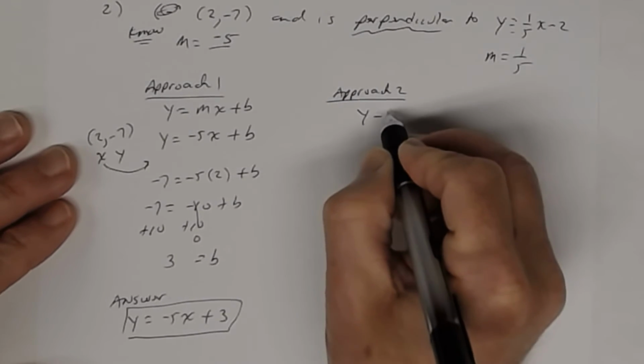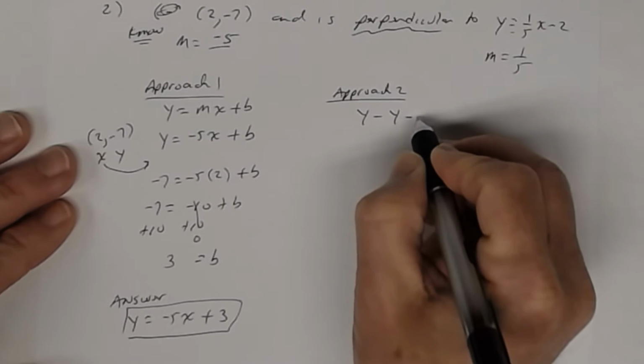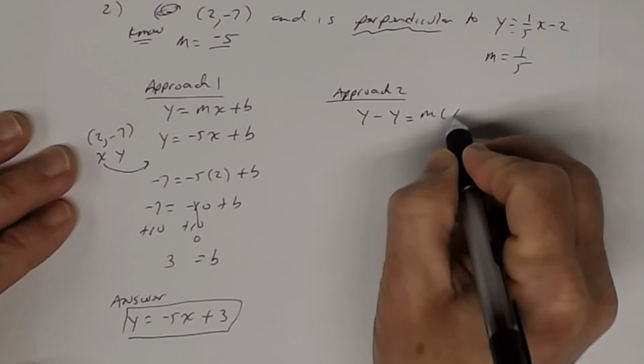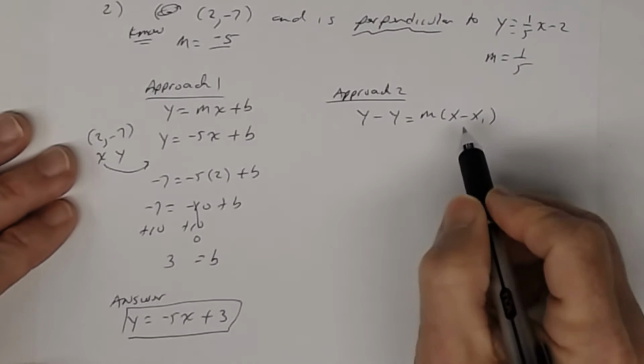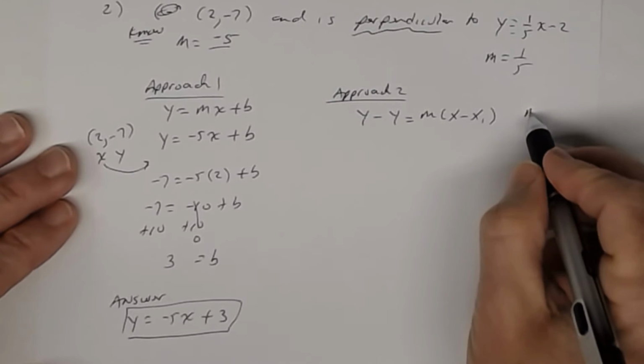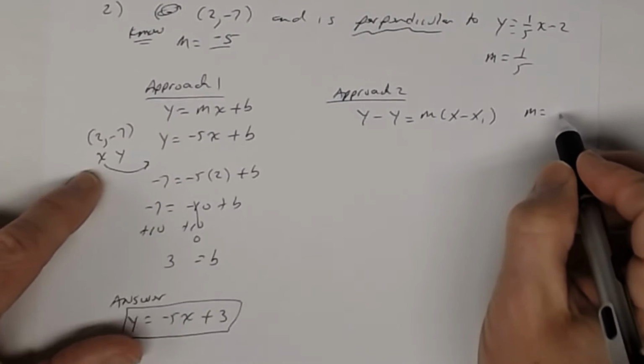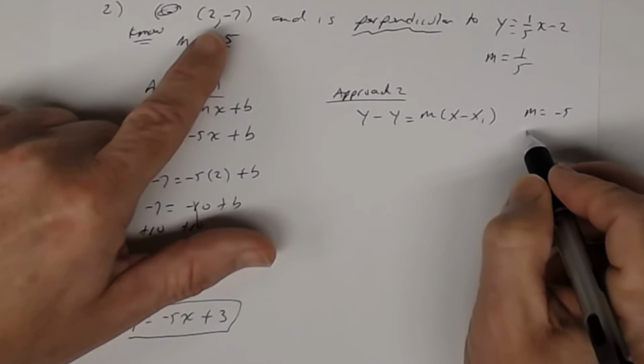All right, approach number 2, the other approach, is using point-slope form, y minus y1 equals the slope times x minus x1. In this case, you have to know the slope, which I now know. The slope is negative 5. And you have to know a point of that line, which I know.